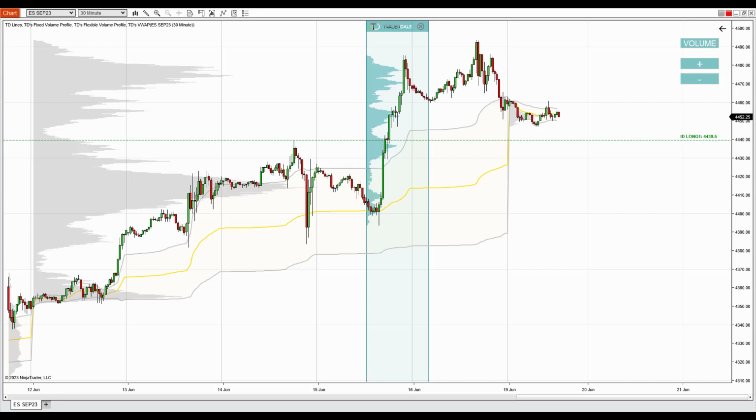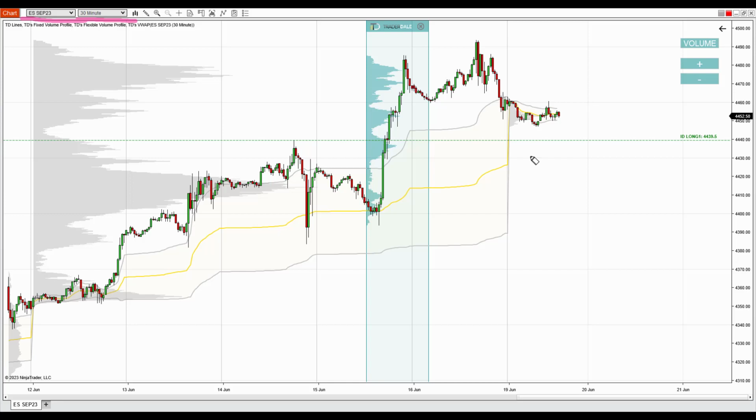The first trading idea which I want to show you is on the ES, which is futures for the SP 500 index. And right now you're looking at the 30-minute time frame of the ES. I'm currently on the NinjaTrader 8 platform where I'm using my custom-made volume profile and VWAP indicators.